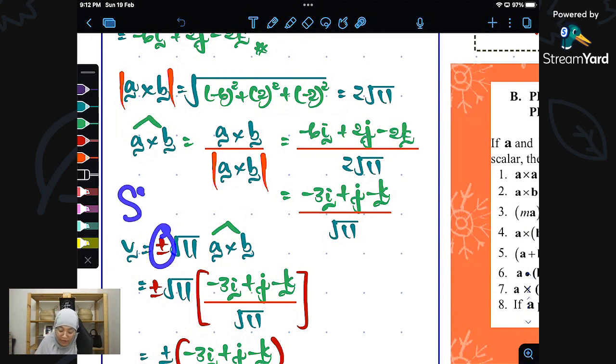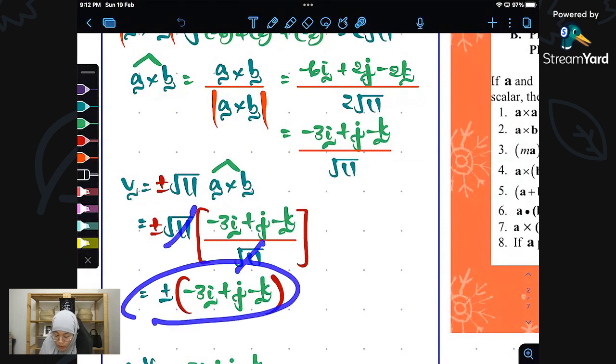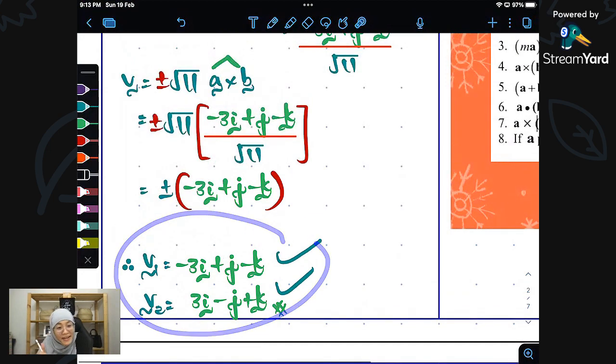Yang ini kena very smart. Step 3 must be very smart. Bukan setakat kita pandai darab dengan A cross B punya hat, but we must know it will be more than one vector because of the opposite direction yang saya tunjuk di dalam GeoGebra tadi. Alright, and so we can cancel this square root of 11, and so we have two values of vector. Vector 1 bersamaan dengan negative 3i plus j minus k, and vector 2 is 3i minus j plus k. That's it there. These are my two answers there. Thank you very much. All the best.